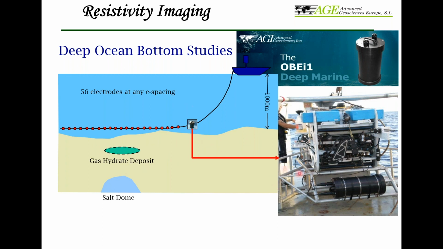In this particular study, we designed a 56 electrode graphite multi-electrode cable with 20-meter electrode spacing. It has the same features as SuperSting, everything on this OBE1 system. It can be deployed with an ROV, a remote-controlled machine like a submarine, and you just lay it down under the water and control and measure.